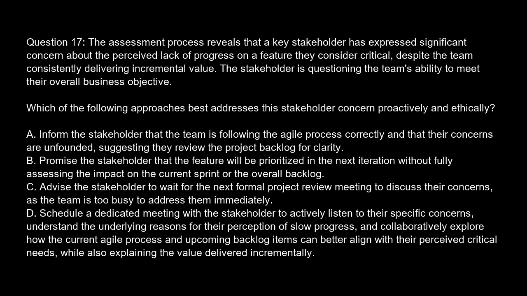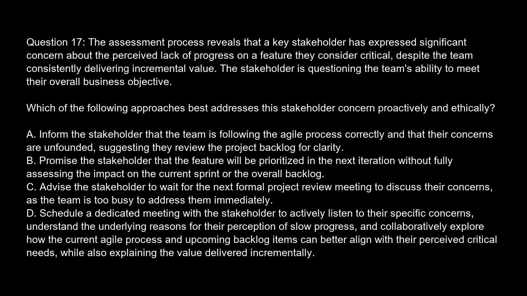Option A. Inform the stakeholder that the team is following the Agile process correctly and that their concerns are unfounded, suggesting they review the project backlog for clarity. Option B. Promise the stakeholder that the feature will be prioritized in the next iteration without fully assessing the impact on the current sprint or the overall backlog.